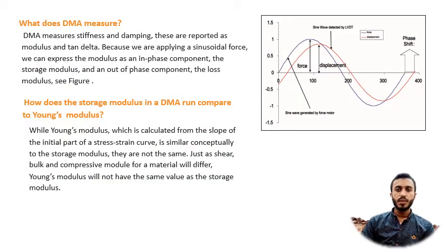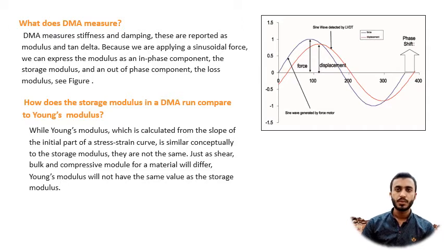What does DMA measure? As shown in the figure, DMA measures stiffness and damping. These are reported as modulus and tan delta. Because we are applying a sinusoidal wave, we can express the modulus as an in-phase component, the storage modulus, or an out-of-phase component, the loss modulus, see figure 2. The storage modulus, either E or G, measures the sample's elastic behavior. The ratio of the loss to the storage is the tan delta and is often called damping. It measures the energy dissipation of a material.